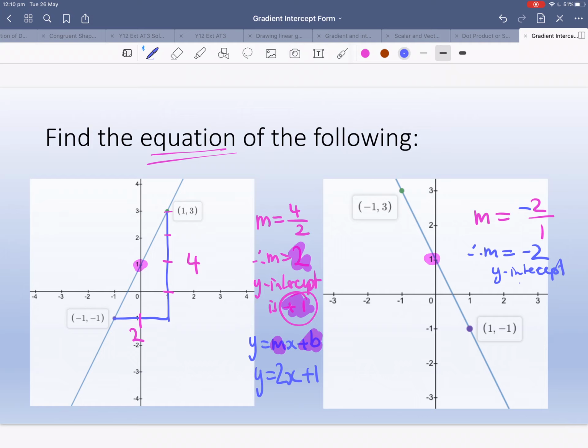Y-intercept at +1. Therefore, I can go straight to this. I'm going to go y equals mx plus b. My m is -2, so let me write that down. Y equals -2, always put the x. And our plus b is +1, so I'm going to go +1. And I've written a beautiful equation of this.